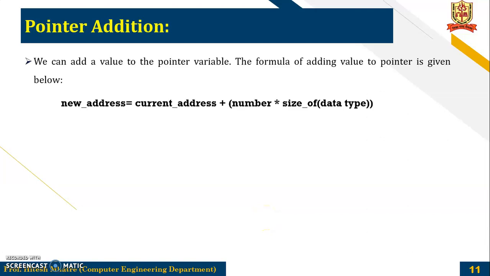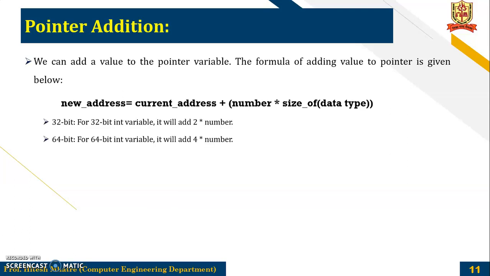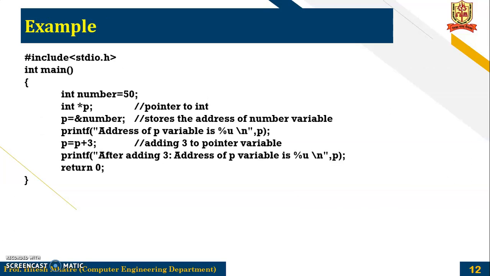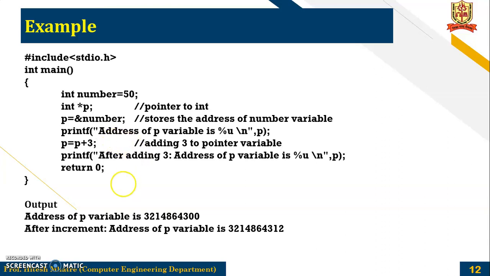Next is pointer addition. This is similar to pointer arithmetic in incrementing. The only difference is that here it is incremented by any value other than 1. Again, for 32-bit it is 2 and for 64-bit it is 4. See the example, considering the same value, the only difference is that I am adding 3 to the pointer variable p. Adding 3 means the size of integer is 4, so 3 into 4, that is 12. So the address will be incremented by 12. That's why from 300, it has gone to 312.